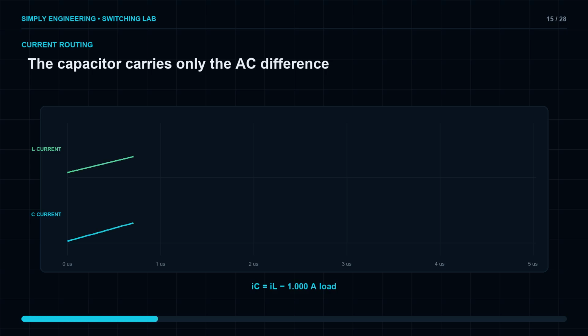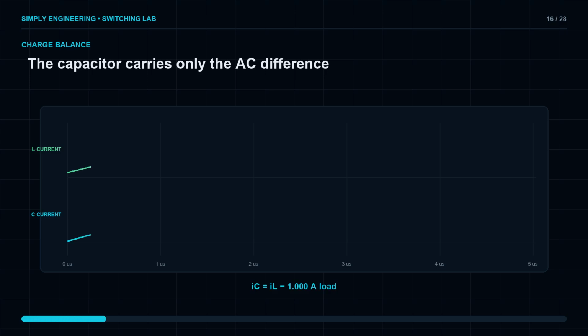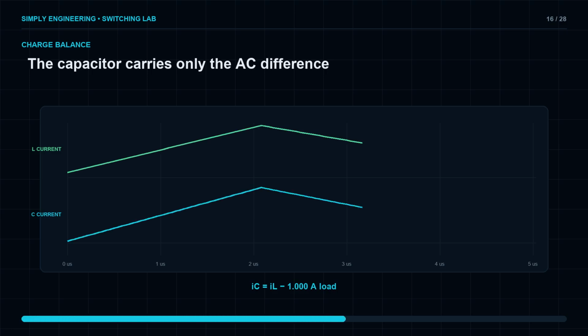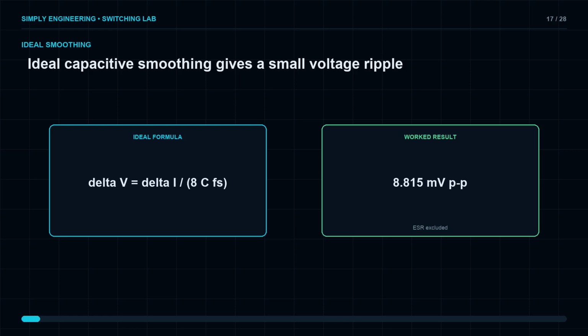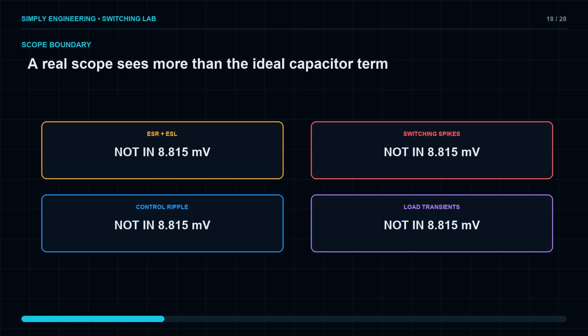The load takes the 1 amp average, the capacitor takes the ripple. Positive capacitor current charges it, and negative current discharges it. The ideal capacitive ripple estimate is 8.8 millivolts. Real probes also see ESR, parasitics, spikes, control ripple, and transients.